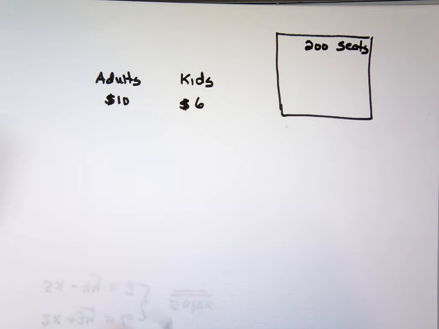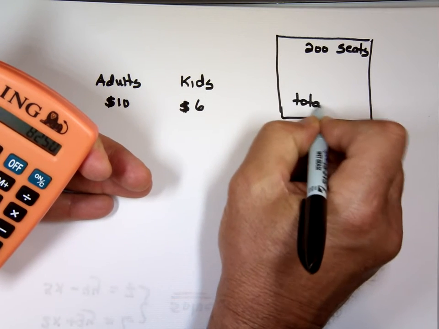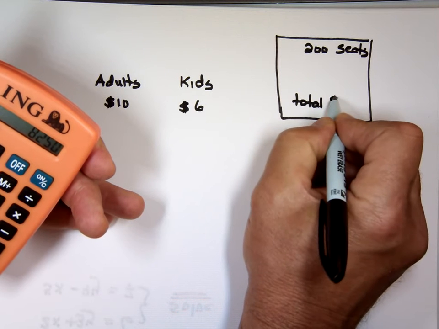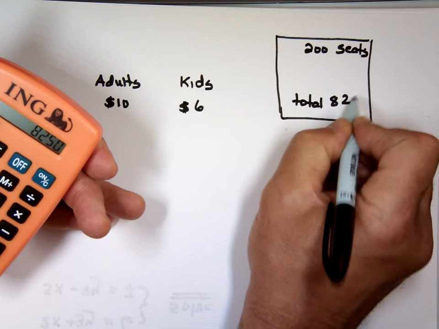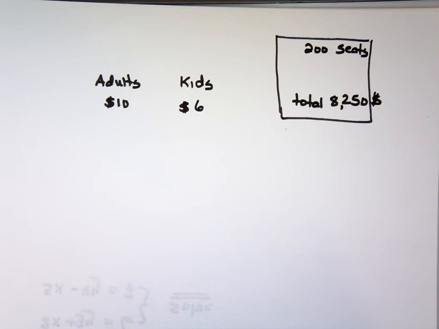And when we counted the money from that showing, the total amount of money in the cash register was $8,250. From that one showing, $8,250. And if I'm the manager of that movie theater, I want to know how many adults were there and how many kids were there. Does anyone know how many adults and how many kids? No. But we can make equations out of them.